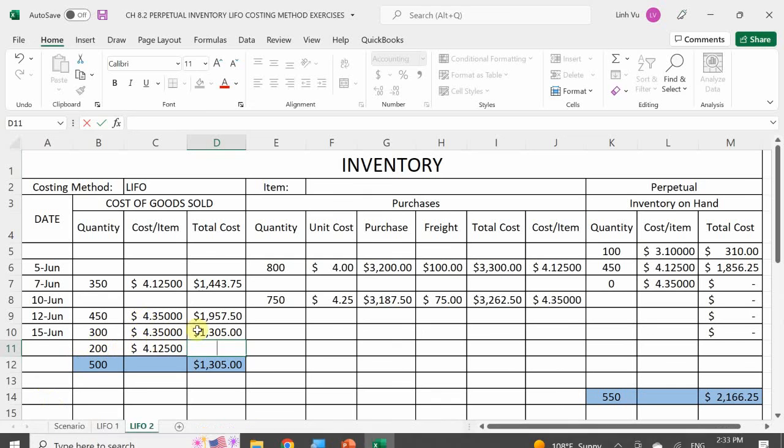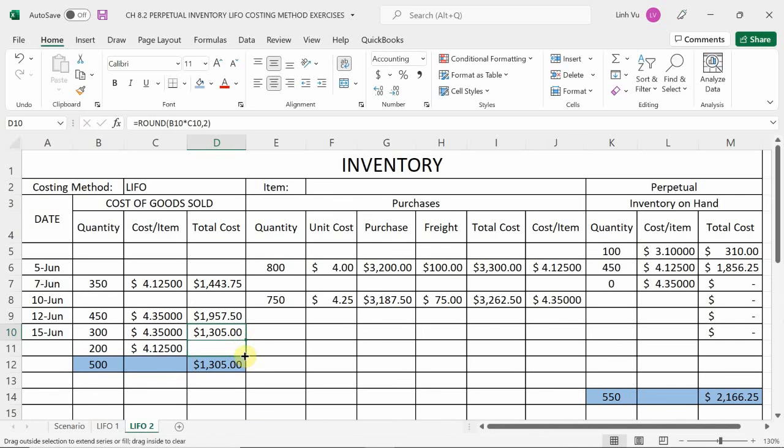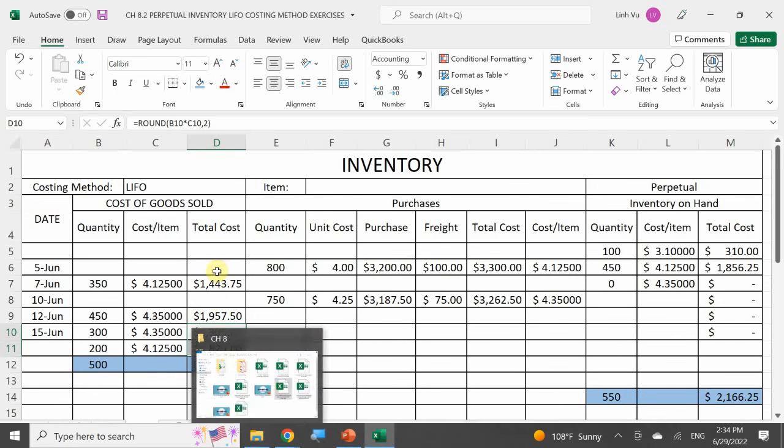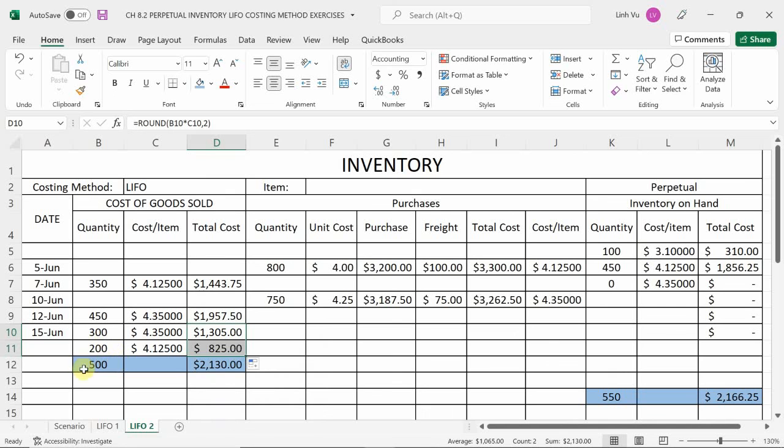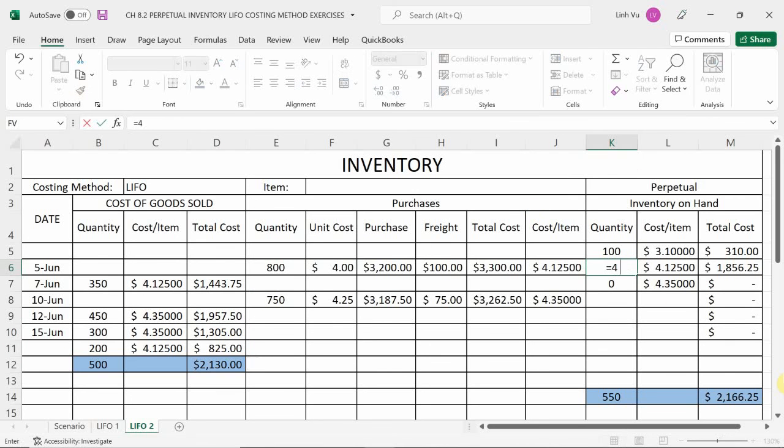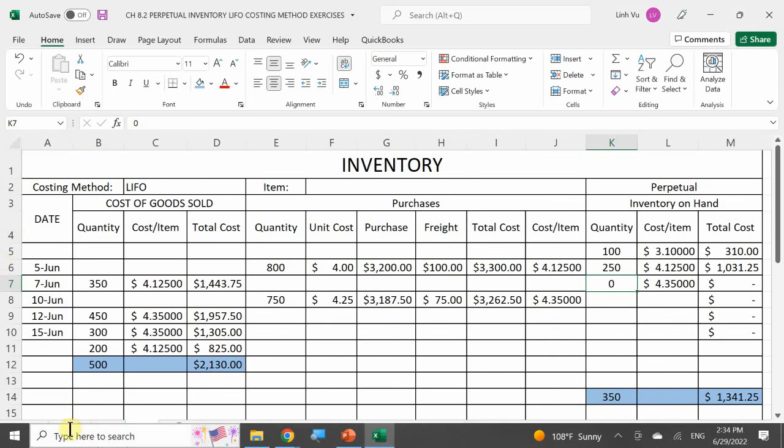So how much is that going to give me? $825. So again, total for 500 will give you $2,130. But in this case, I need to get rid of and update my 200 units here. So 450 minus 200 should give you 1031.25. Okay. All right. So let's see what happened next.